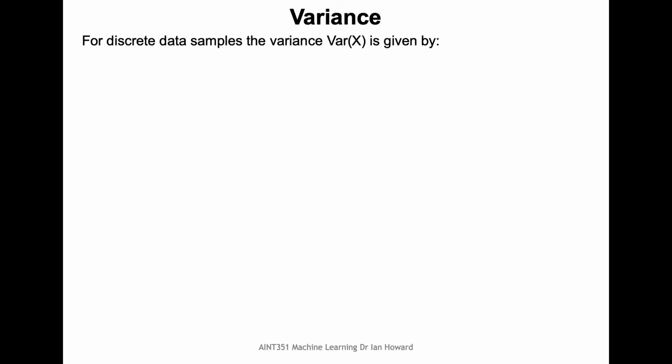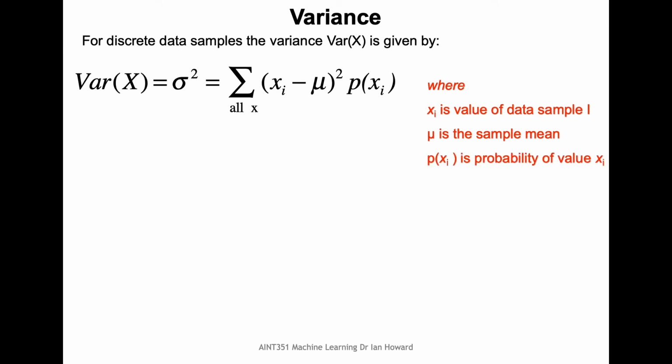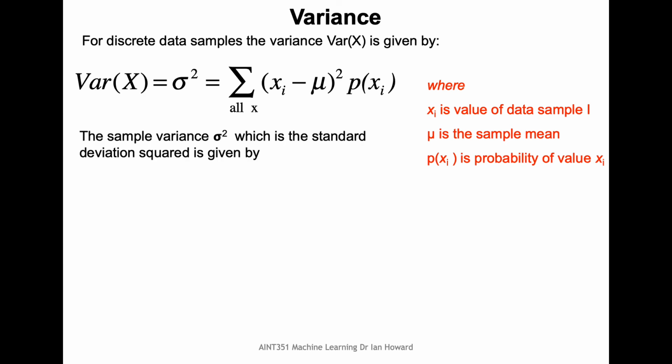We can also define the variance for a variable as well. The variable sigma relates to the standard deviation, and sigma squared is the variance, and we can calculate that for a set of discrete events by doing the following. We take the data sample or the event, and we take away the overall mean, square that, and then multiply by the probability that this event has happened, and we sum across all events. Okay, so xi is the value of the data sample, mu is the sample mean, and p(xi) is the probability that this thing actually occurs.